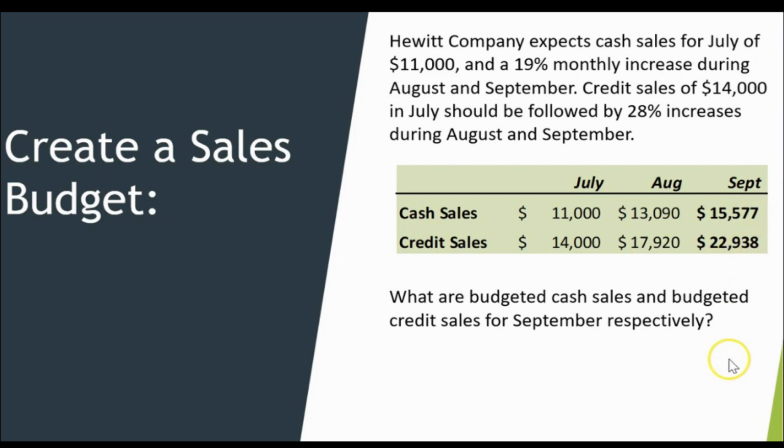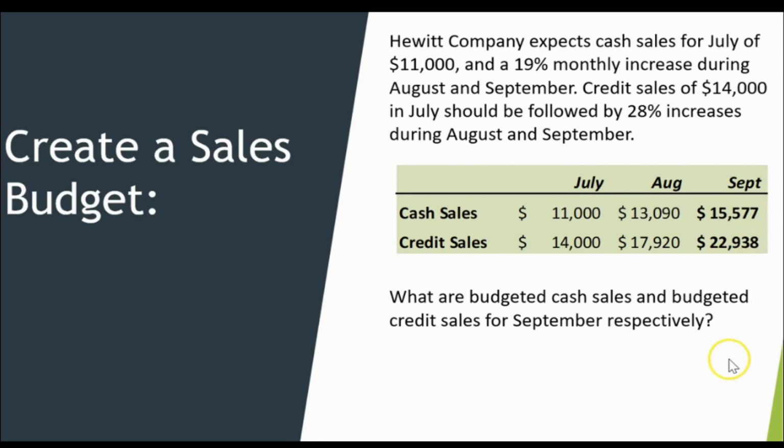So in this case, this company expects to have cash sales in July of 11,000 and credit sales of 14,000, and they expect their cash sales to increase by 19% each month and credit sales to increase 28% each month. So we're going to go ahead and fill in the other months. In order to come up with August, we're going to take the July amount of 11,000 times 1.19. That's how we grow the amount by 19%. It's basically 100% plus 19%, 19% more, and the same with the credit sales.